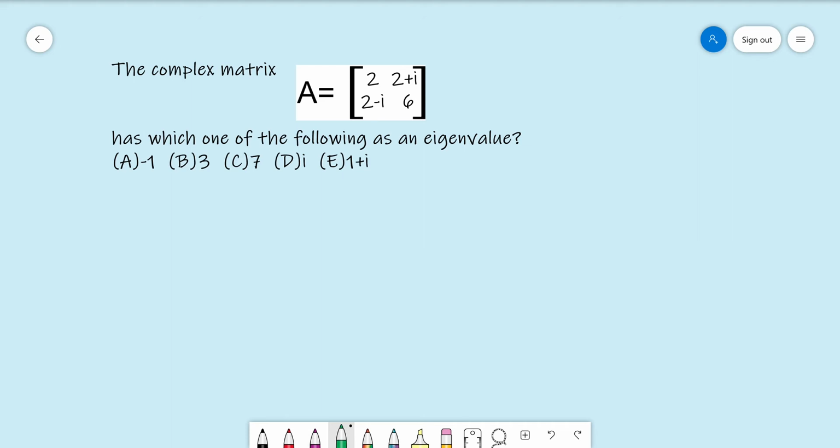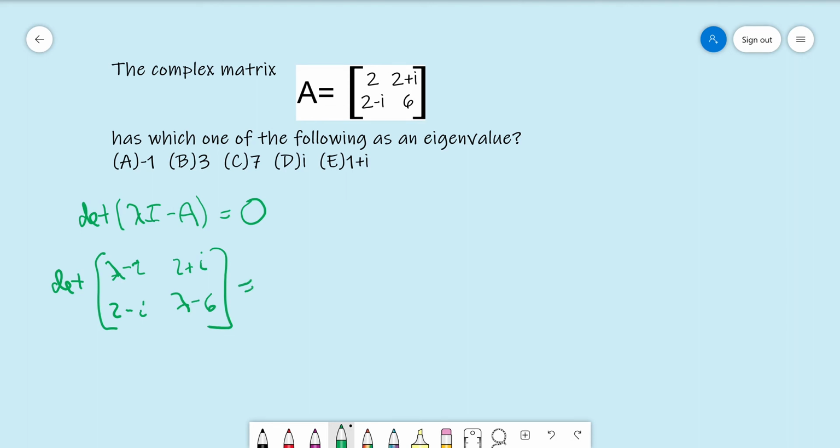Remember, the way to find an eigenvalue is with the characteristic polynomial or characteristic equation. I'll just remind you what that means. You have to take the determinant of lambda I minus A equals 0, where lambda is the eigenvalue. So this will give us, we have to take the determinant of lambda minus 2, 2 plus i stays the same, 2 minus i stays the same, so 2, and lambda minus 6. Okay, and set all that equal to 0.